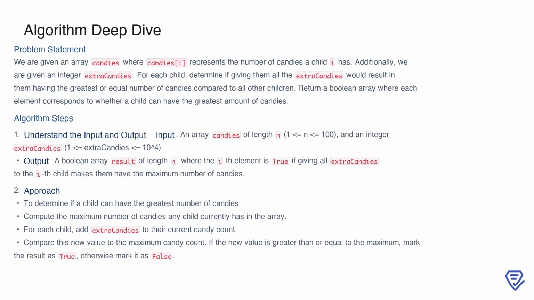To approach this, we first need to compute the maximum number of candies that any child currently has. Then, for each child, we calculate their new candy count if they were given all the extra candies. We compare this value to the current maximum. If it's greater than or equal to the maximum, we mark the child as true in the result. Otherwise, we mark it as false.